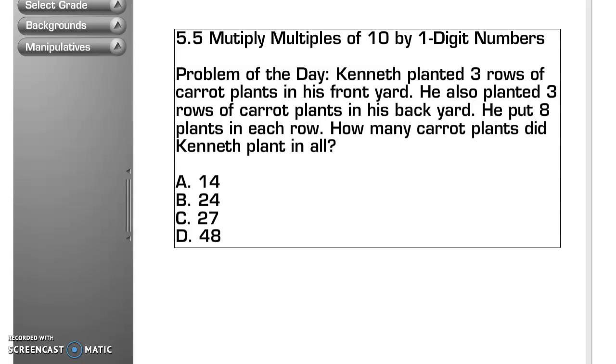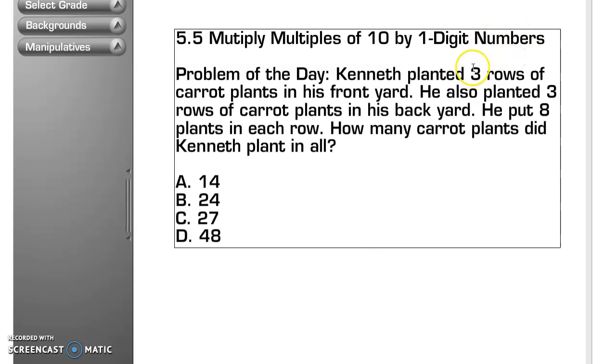Today is lesson 5.5, multiply multiples of 10 by one-digit numbers. Our problem of the day is Kenneth planted 3 rows of carrot plants in his front yard. He also planted 3 rows of carrot plants in his backyard. He put 8 plants in each row. How many carrot plants did Kenneth plant in all?